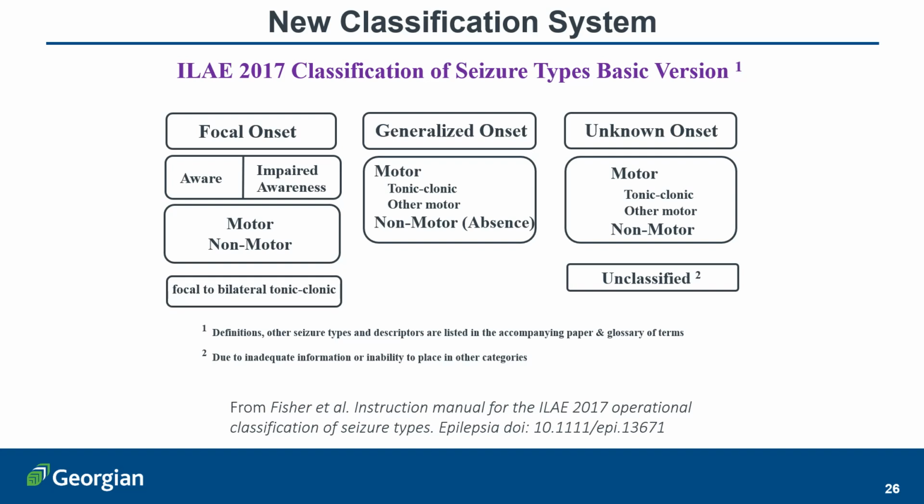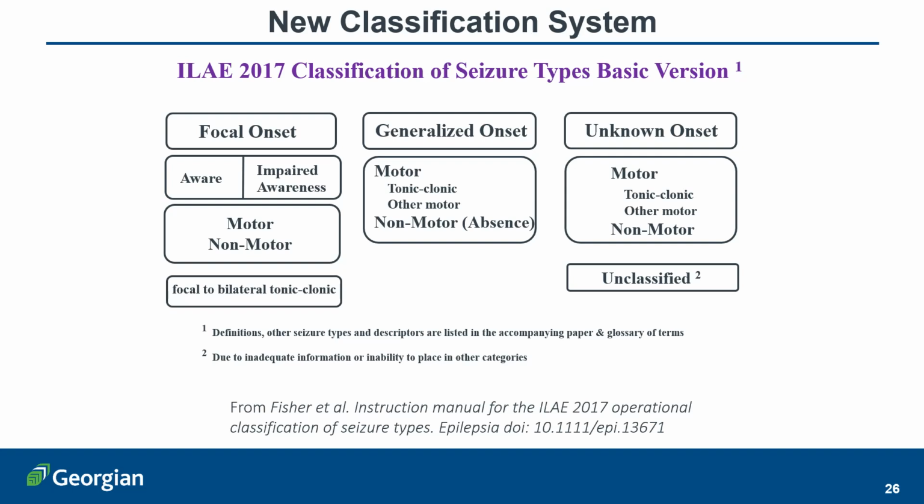And then we have unknown onset seizure disorders, whereby if you don't really know where the seizure focal onset is, so where it has developed, which location it has developed, then it's classified as unknown onset. If you know the location, then it will be focal onset. If it's widespread, then it will be generalized onset. And then, as I said, motor or non-motor.